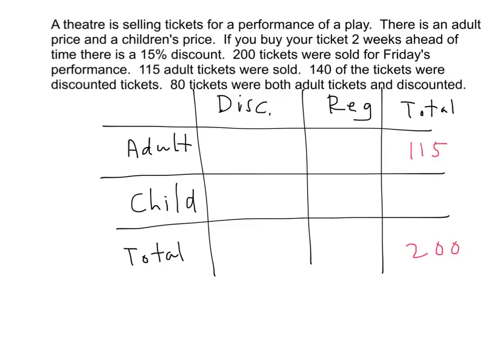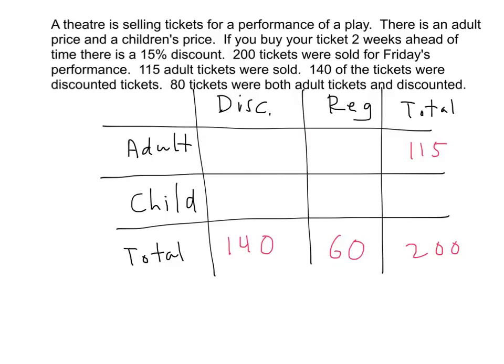We also know that 140 of the tickets were discounted tickets. So in other words, out of the 200, if we add up all the discounted tickets, that should add up to be 140. Okay, let me pause here before we go any further. You should kind of already realize some information here that we can fill in. For example here, we know that there's a total of 200 tickets. If there was 140 discount, well, how many regular tickets were there? There must be 60. 200 minus 140 is 60.